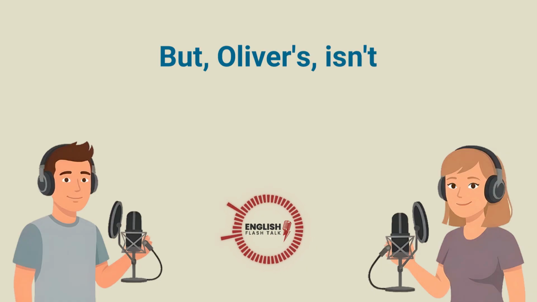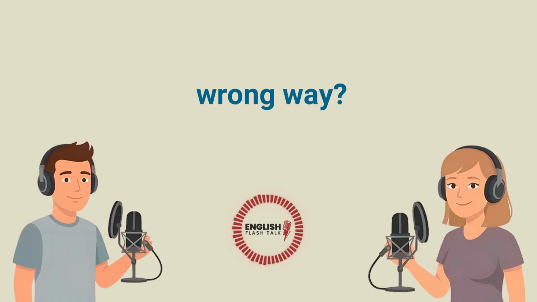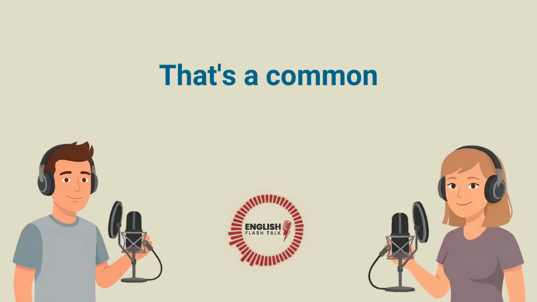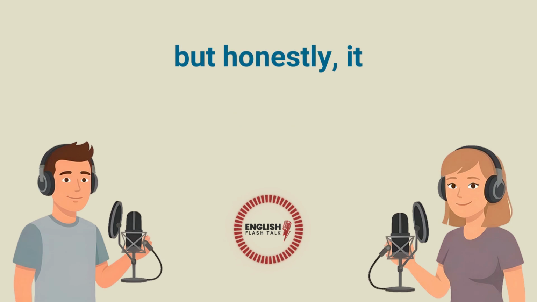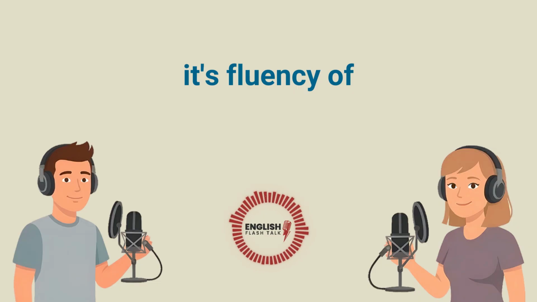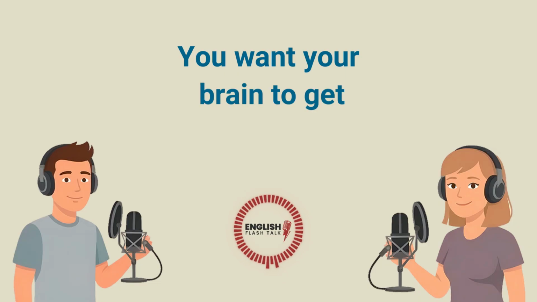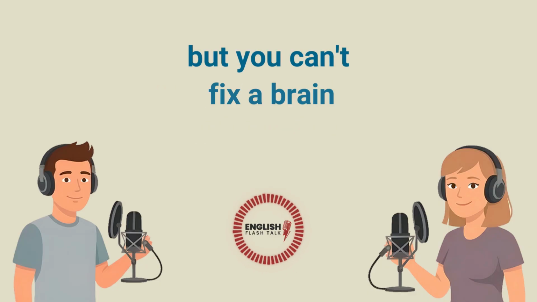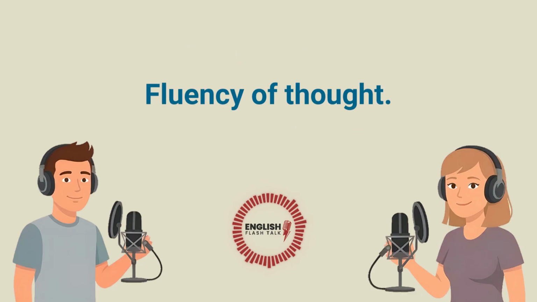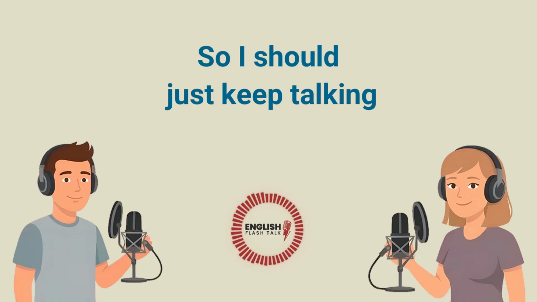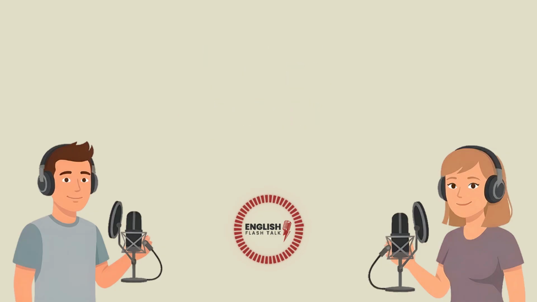But, Oliver, isn't there a danger of practicing the wrong way? What if I keep making the same mistake in my head over and over? That's a common worry, but honestly, it doesn't matter as much as you think. The goal right now isn't perfection, it's fluency of thought. You want your brain to get used to the rhythm of English. You can fix the grammar later with books or classes, but you can't fix a brain that refuses to speak. Fluency of thought. I'm going to write that down. That's a game changer. So I should just keep talking to myself, even if I feel a bit, well, crazy.